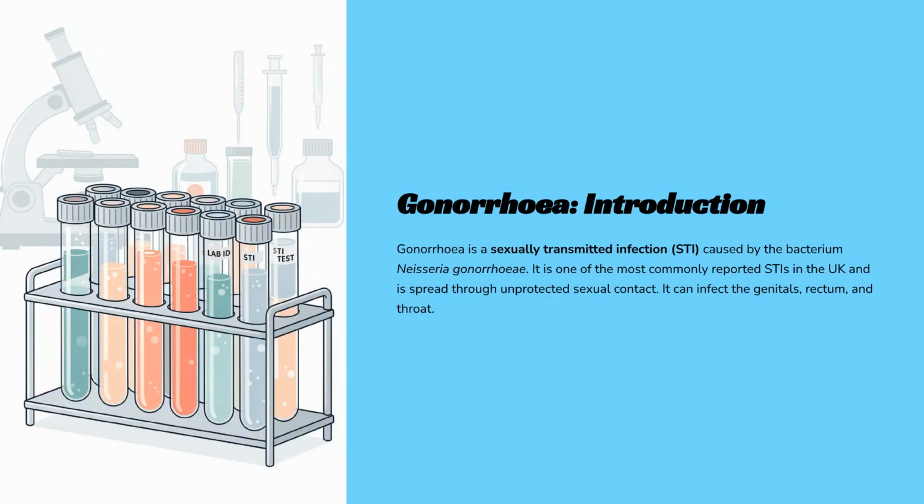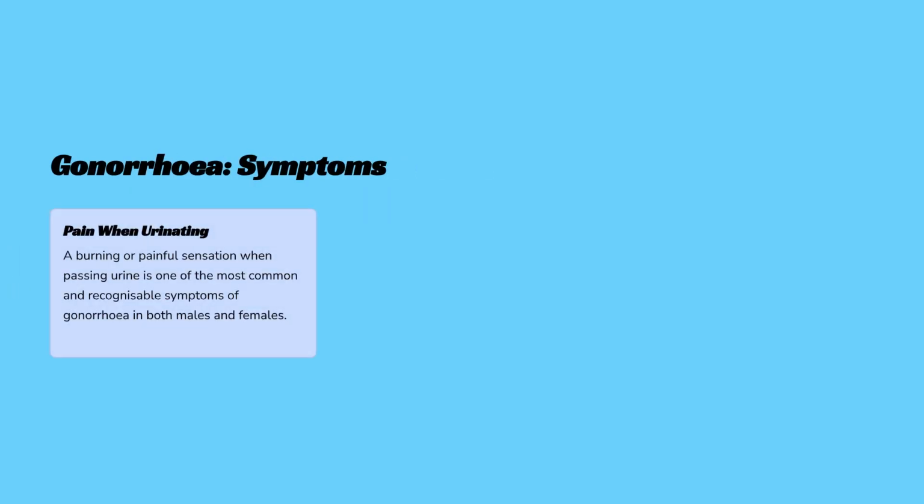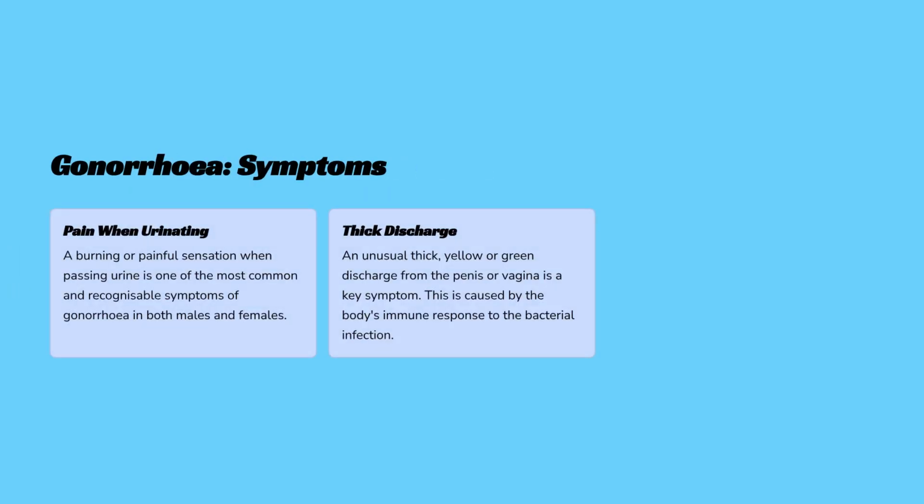Next, let's look at gonorrhea. This is a sexually transmitted infection, or STI, caused by the bacterium Neisseria gonorrhoeae. It is common in the UK and is spread through unprotected sexual contact, infecting the genitals, rectum, or throat. Symptoms of gonorrhea include pain during urination and a thick yellow or green discharge.